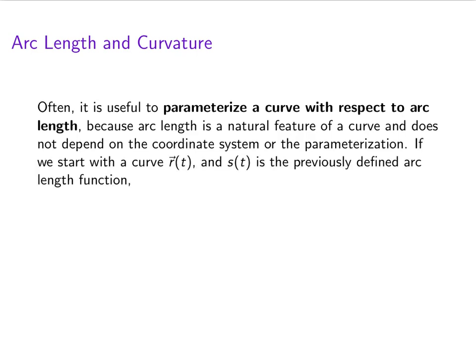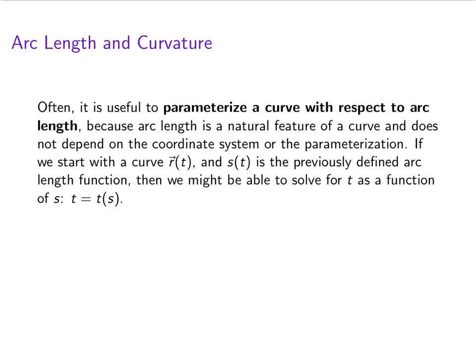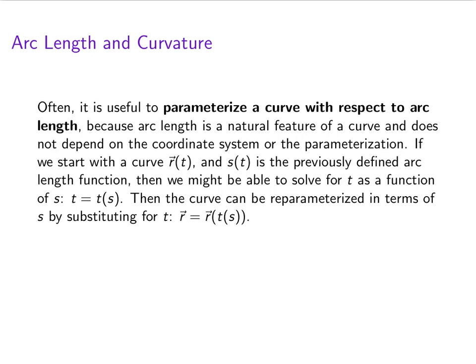If we start with a curve, r of t, and s of t is the arc length function that we previously defined, then we might be able to solve for t as a function of s. That is to say, t equals t of s. Then we can reparameterize the curve in terms of s by just substituting for t.